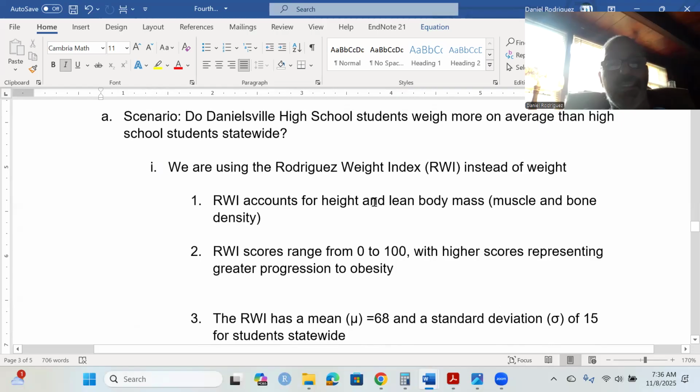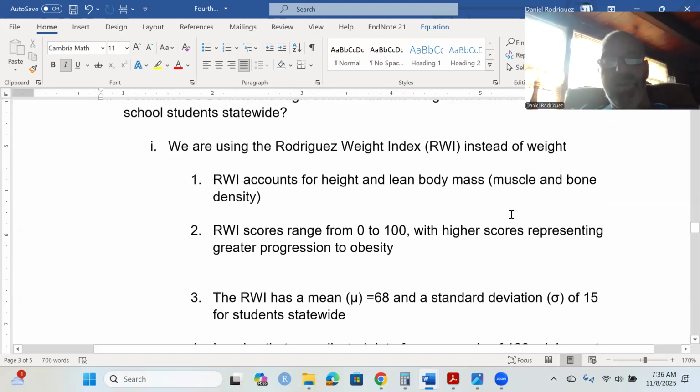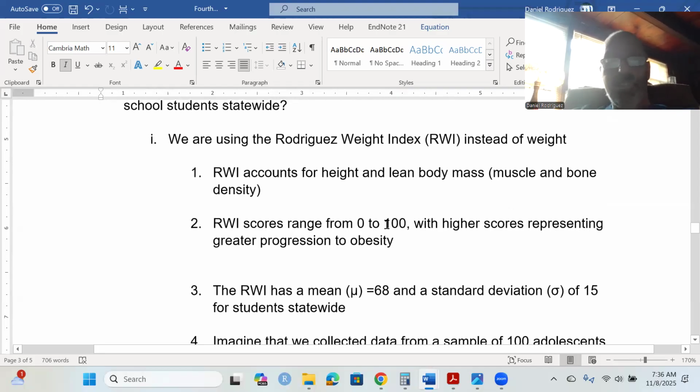We're using the RWI instead of weight. RWI accounts for height and lean body mass, muscle and bone density, that is.